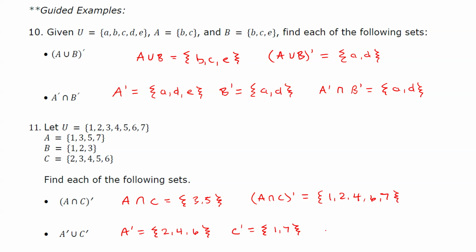Now we want the union between both of these sets. We want all the elements that are in the complement of A and all the elements that are in the complement of C. That would give us 1, 2, 4, 6, and 7. Awesome.